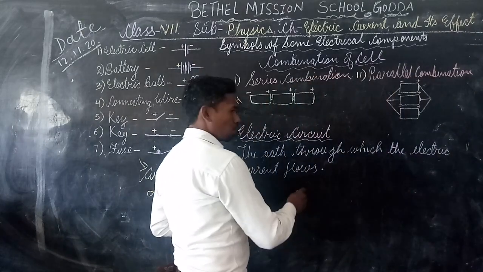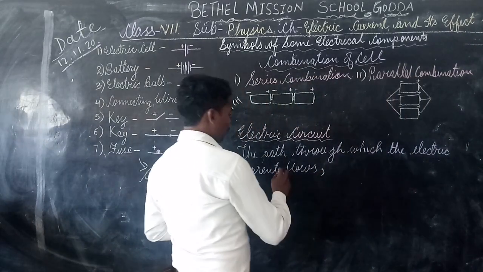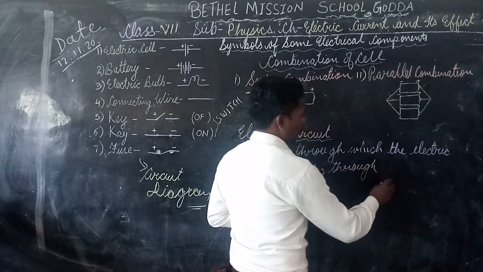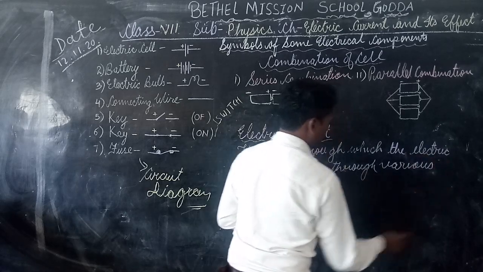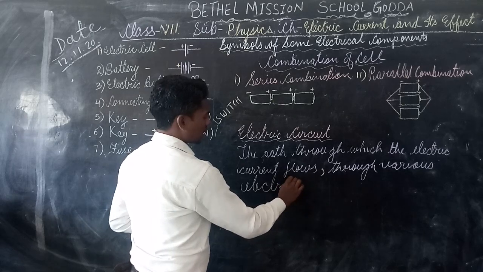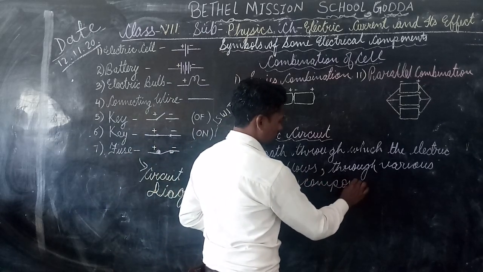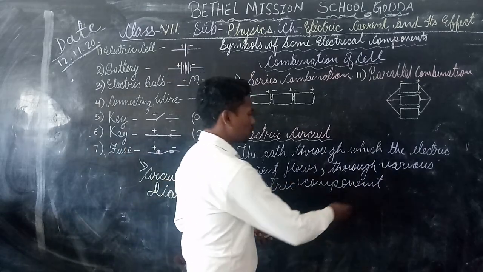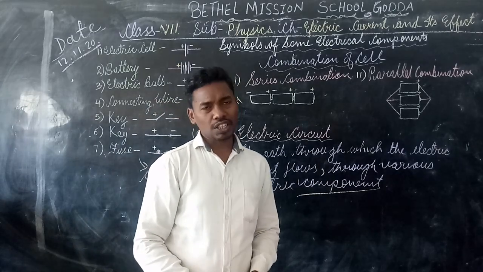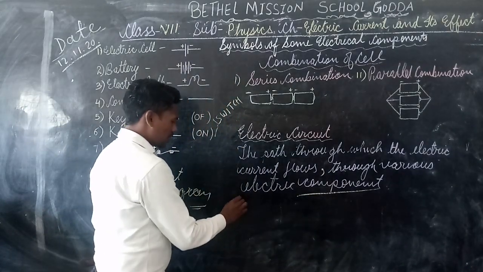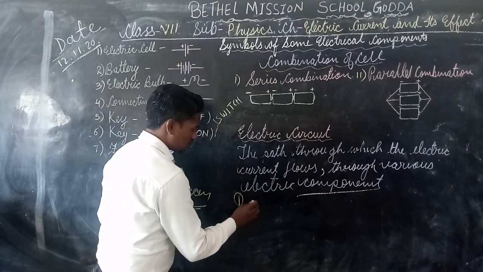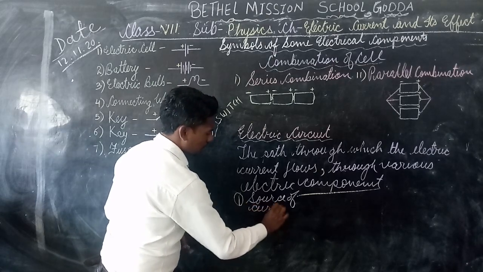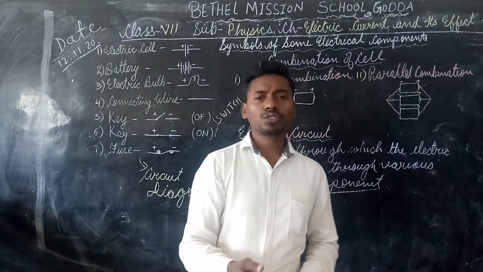And in this electric circuit, there are so many components. Current flows through various electric components. So when we are talking of various electric components, we should know what the various components of an electric circuit are. Number one is the source of current. There should be a source of current, otherwise how will the current flow? The source of current is a very important thing.